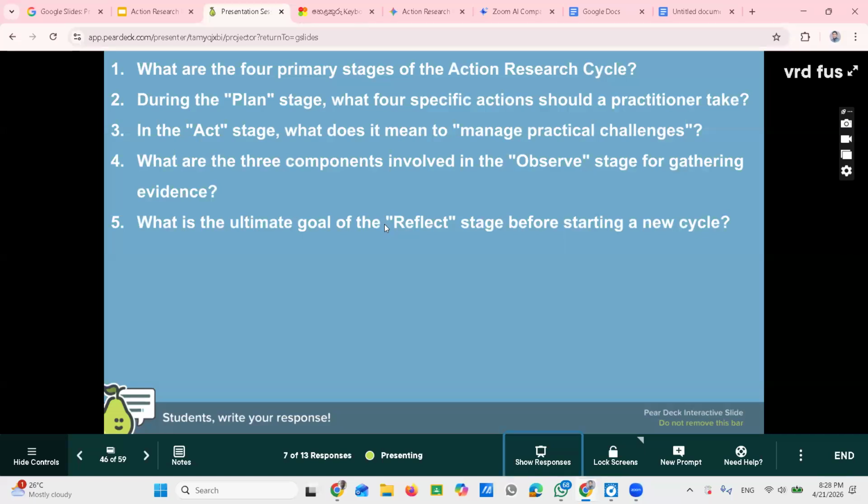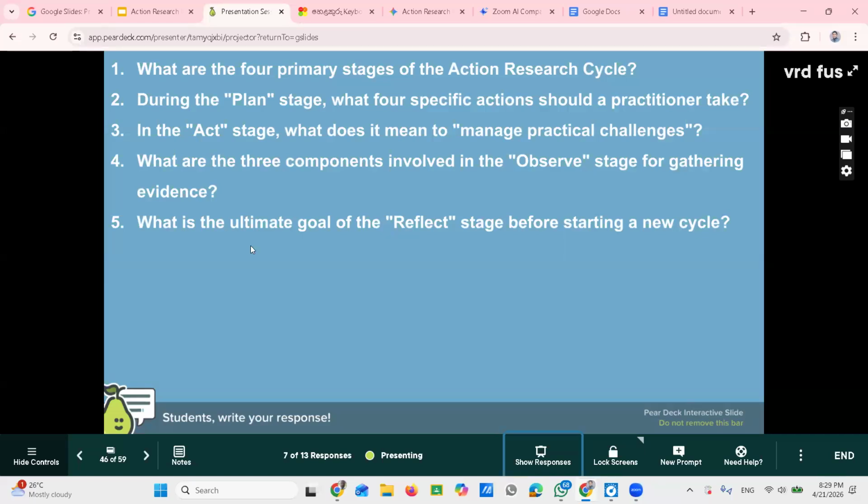What are the 3 components involved in the observe stage for gathering evidence? Yes, that is a direct question. The 3 components you want to focus on are data collection, methods, and evidence. You need to know how to collect the data, then the methods of collecting data, and then you need to prove the effectiveness of the intervention. That means evidence.